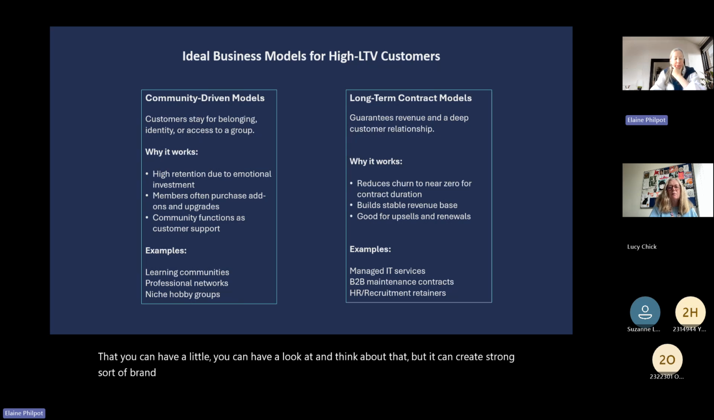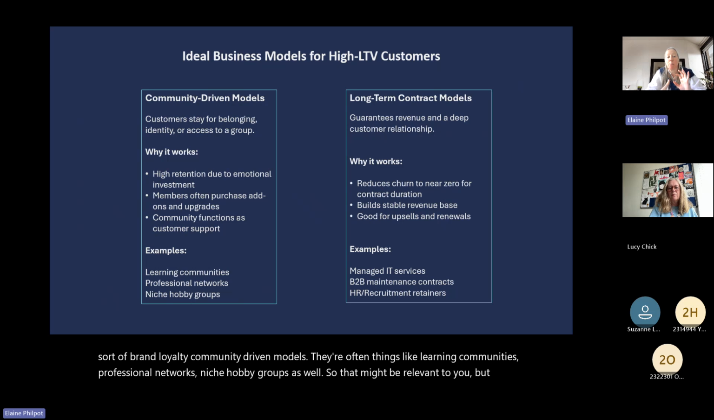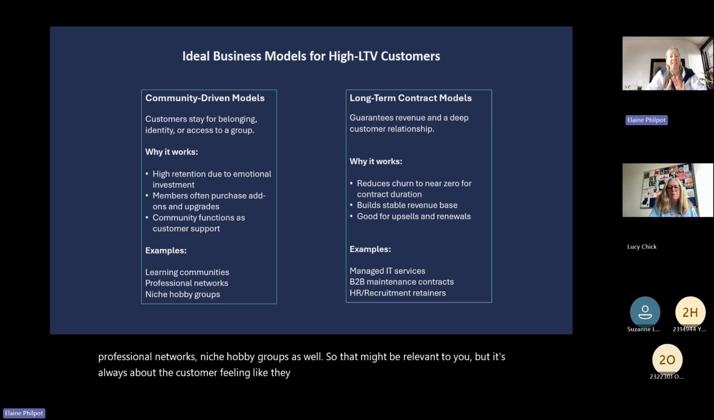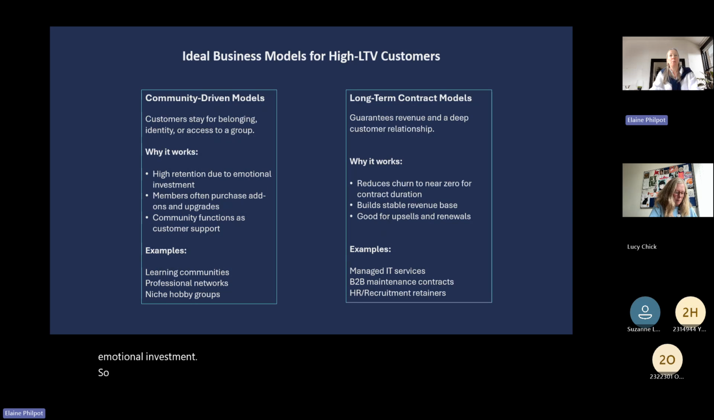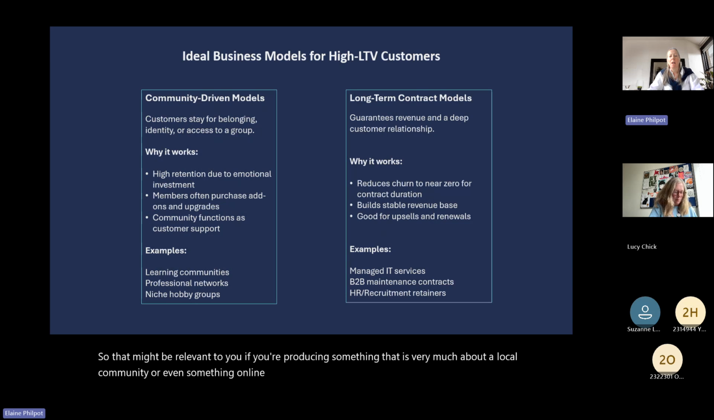Community-driven models. They're often things like learning communities, professional networks, niche hobby groups as well. So that might be relevant to you. But it's always about the customer feeling like they very much belong and they have access to the group. There's that connection. And there's definitely a high retention due to that emotional investment. So that might be relevant to you if you're producing something that is very much about a local community, or even something online where there's an online community.